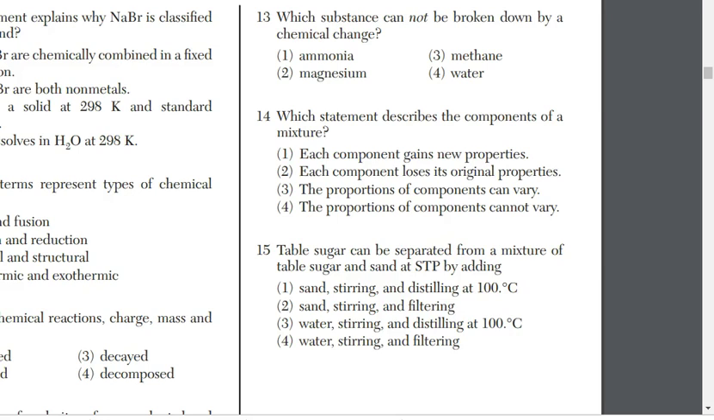Question 13, which substance cannot be broken down by a chemical change? This is a way of asking which of the 4 choices is an element. So we're talking about the definition of an element. So you need to be able to recognize which of the 4 is an element. Now, element names and symbols are in reference table S. Play the matching game. If you don't realize, ammonia, that's a compound. Methane, compound. Water, compound. Our answer here is magnesium.